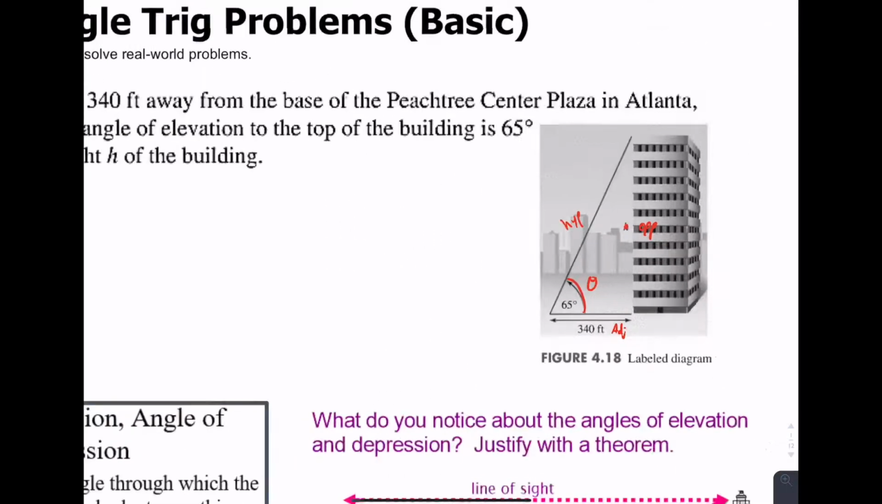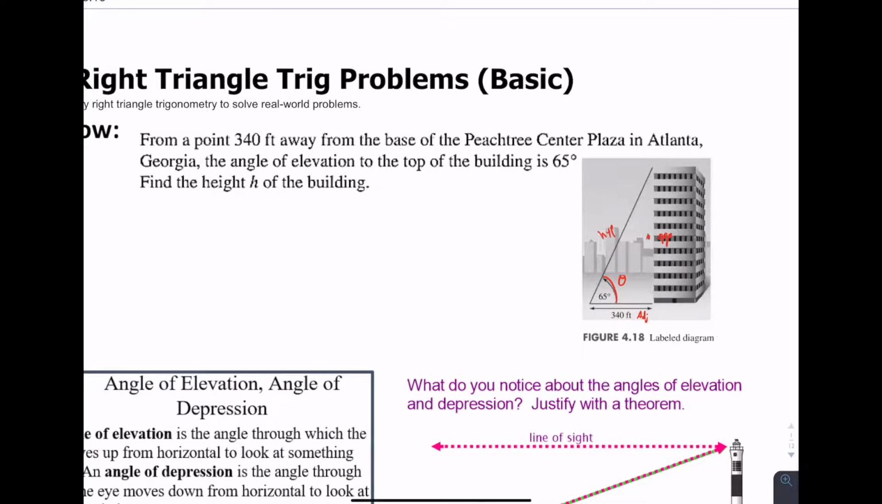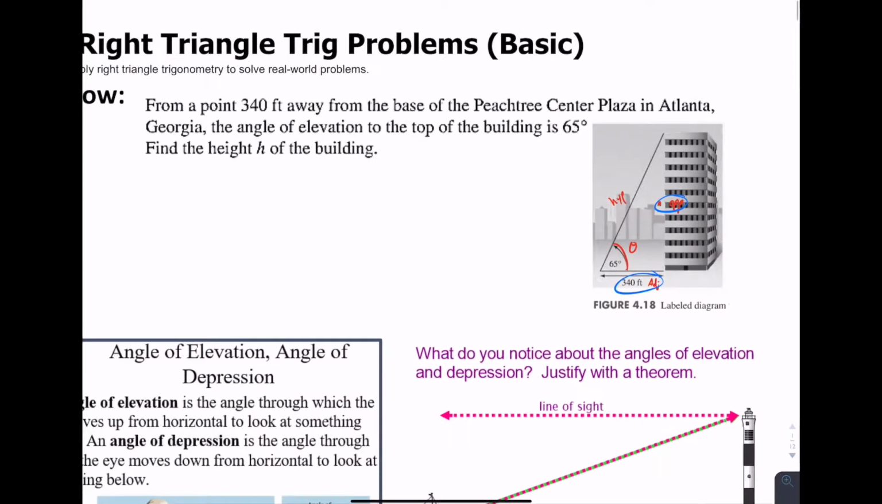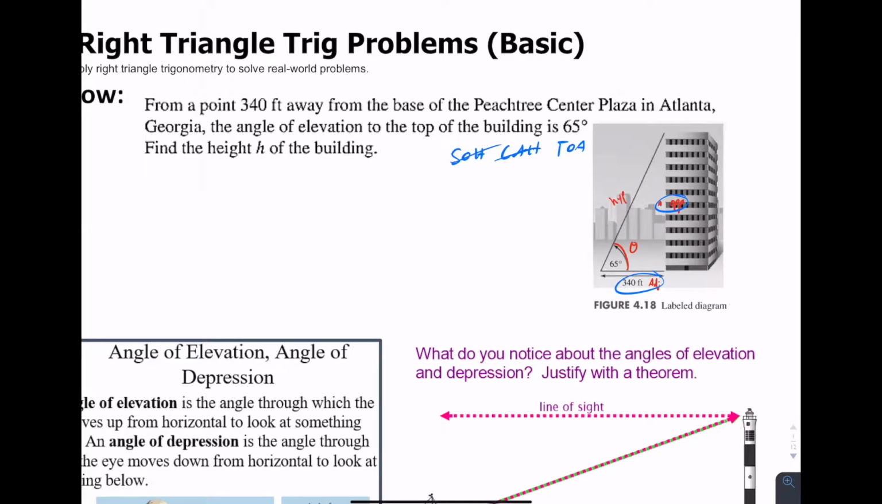Okay, so now they're asking us specifically for the height of the building, or the opposite side to the angle. Well, we have the adjacent and the opposite. Those are the two things we're trying to figure out together. So if we think of SOH, CAH, and TOA, well, we didn't use hypotenuse at all, so we're doing TOA.